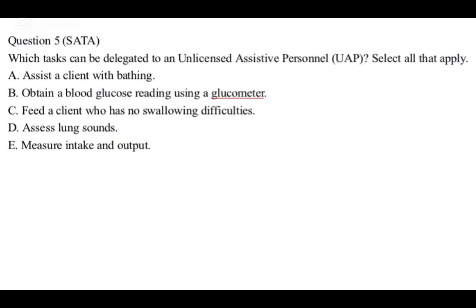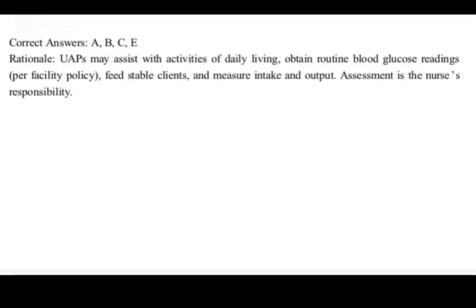Question 5, SATA. Which tasks can be delegated to an unlicensed assistive personnel, UAP? Select all that apply. A. Assist a client with bathing. B. Obtain a blood glucose reading using a glucometer. C. Feed a client who has no swallowing difficulties. D. Assess lung sounds. E. Measure intake and output. Correct answers, A, B, C, E.